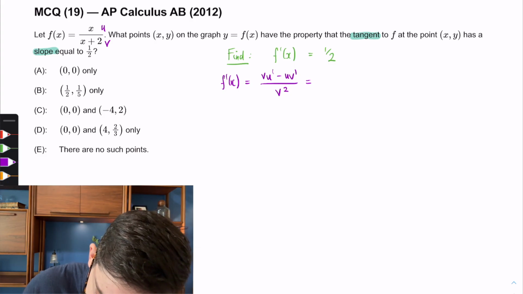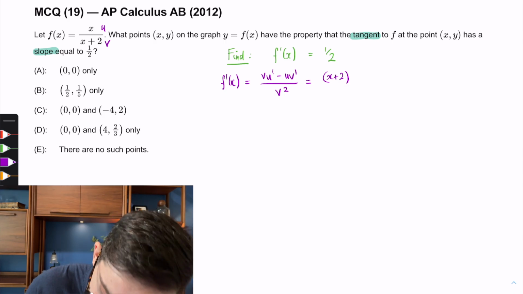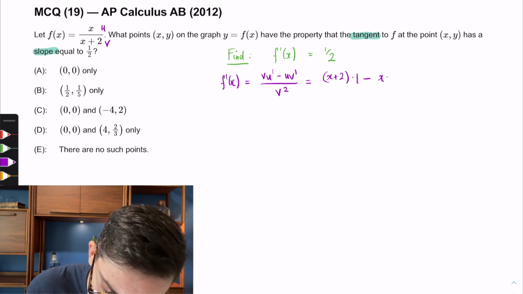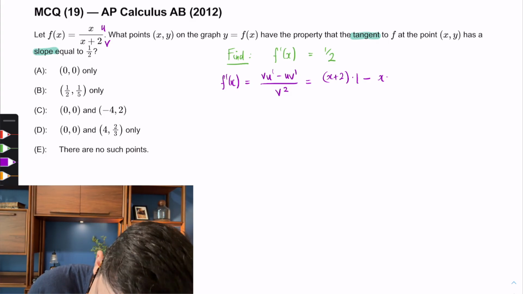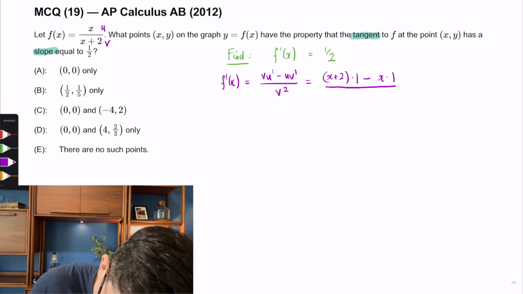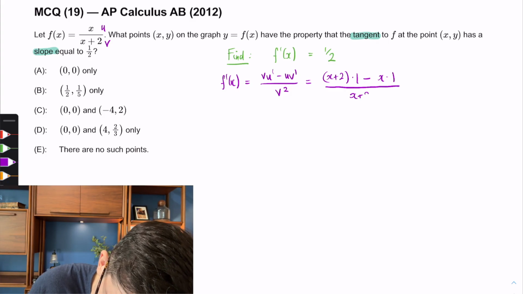So v is just x plus 2. The derivative of u is 1. Subtract u times the derivative of v, that's just 1. And that's all going to be over v squared.